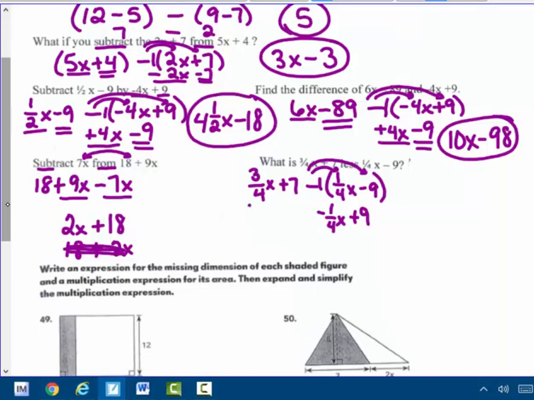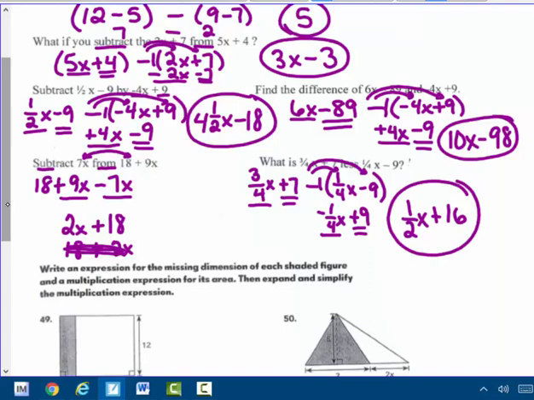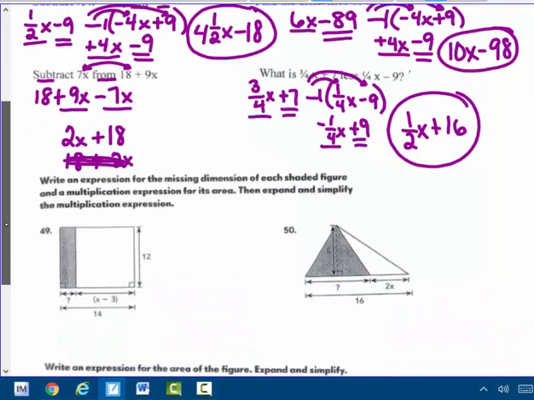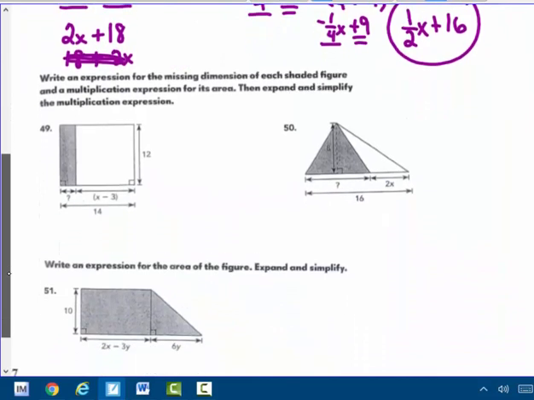So now putting like terms together, I get 3/4 x minus 1/4 of an x. Well, that's 2/4 of x, which is a half. I'm going to simplify that. So a half x, and positive 7 and a positive 9 makes positive 16. So simplest form, 1/2 x plus 16. So a little practice of what it means to subtract algebraic binomials or monomials in the one example.